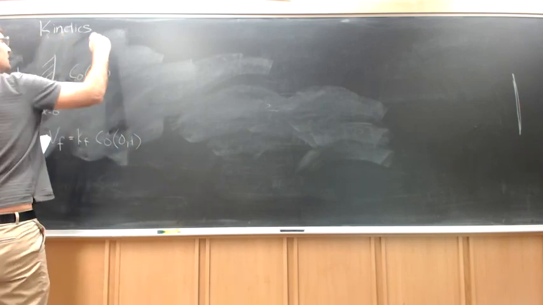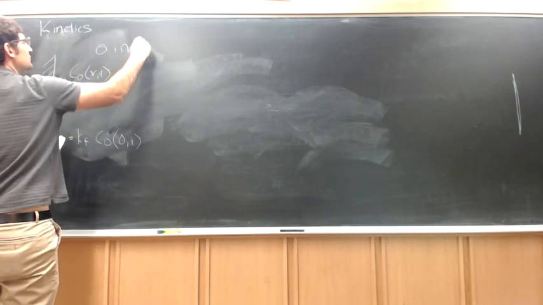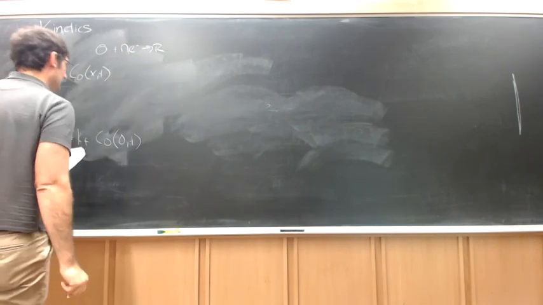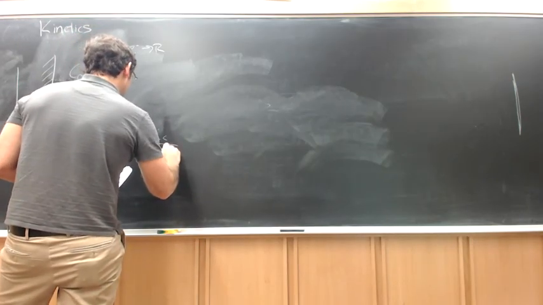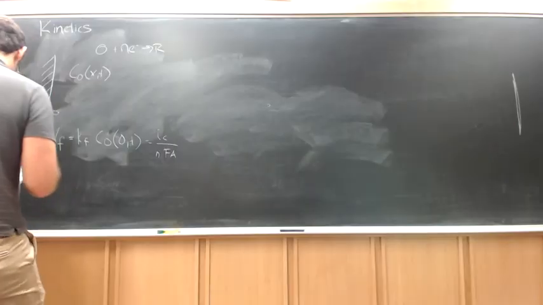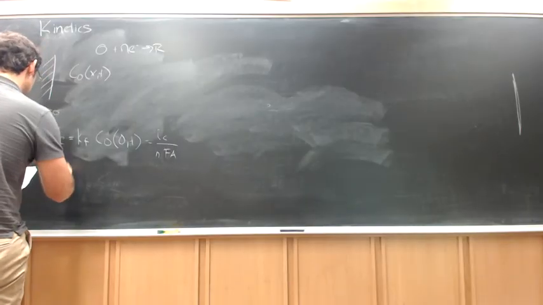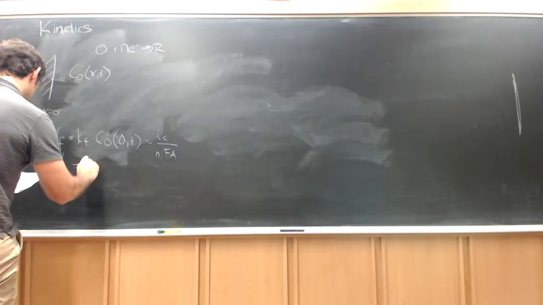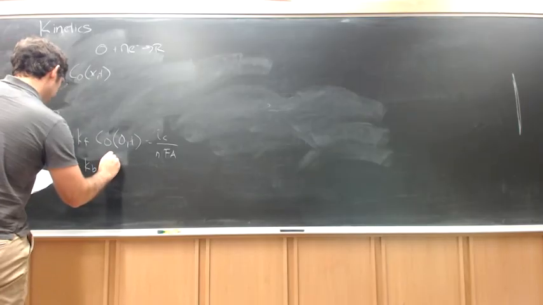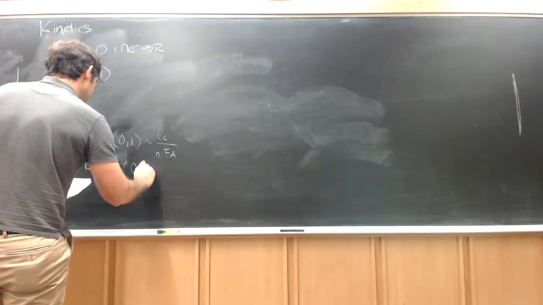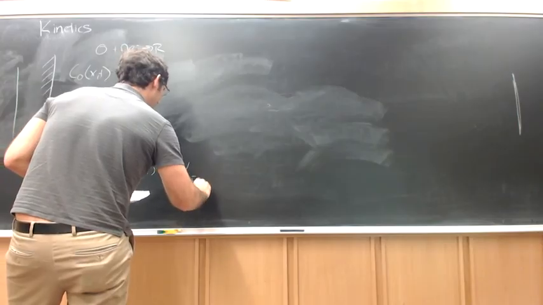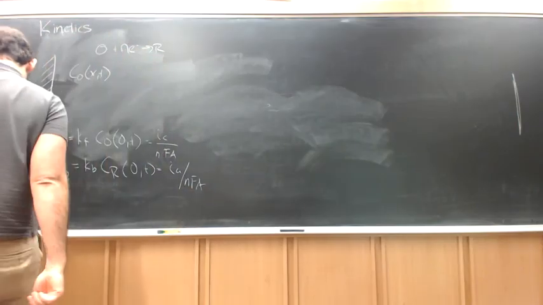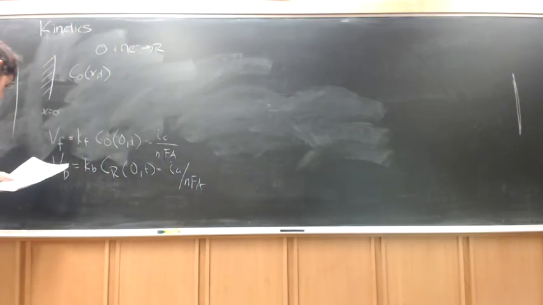And this reaction is O plus n electrons going to R. And we said this is the cathodic current over nFA. And we said that the backwards reaction was kb times CR(0,t) equals ia over nFA, the anodic current. And this is the flux.